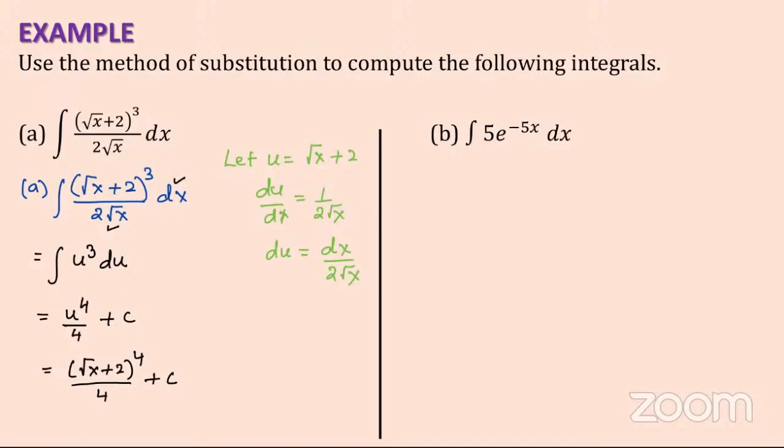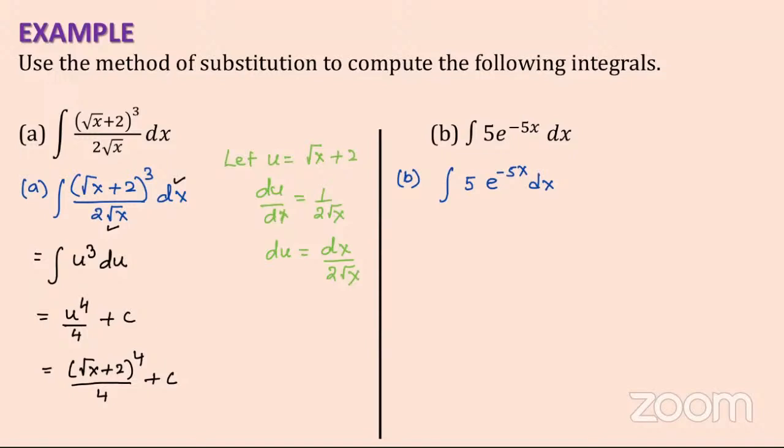So in B, we have the integration of 5 times e to the negative 5x dx. This one involves a little bit of work. Because if you look at this function here, e to the negative 5x, that is a composite function, right? Your outside function is the exponential function, and your inside function is not x, but negative 5x. Do you see that? Negative 5x.